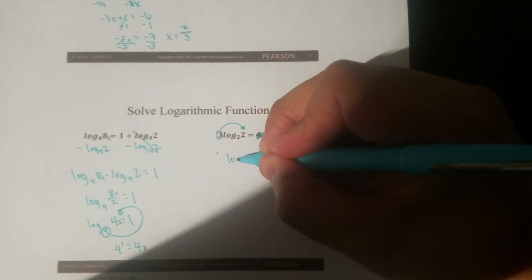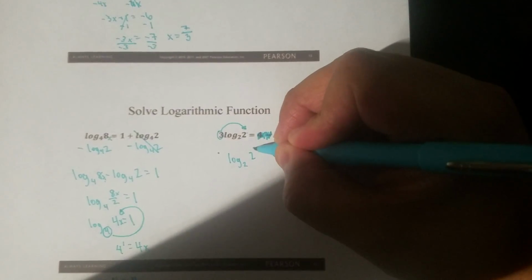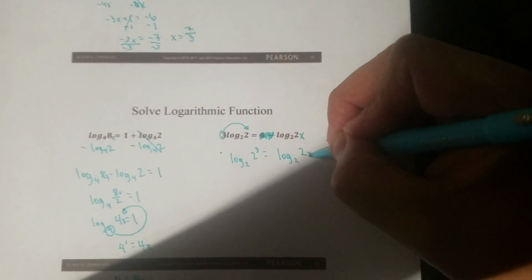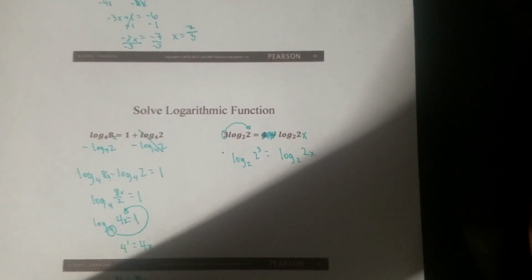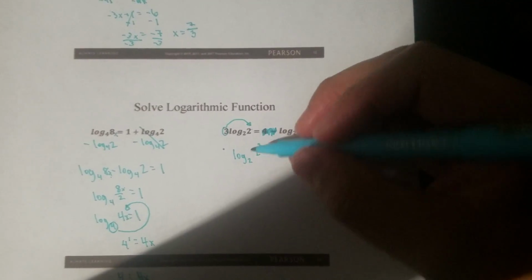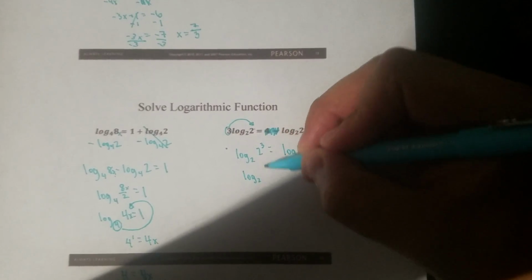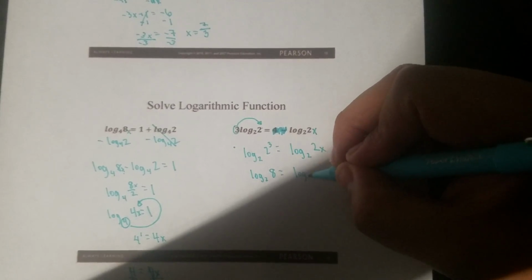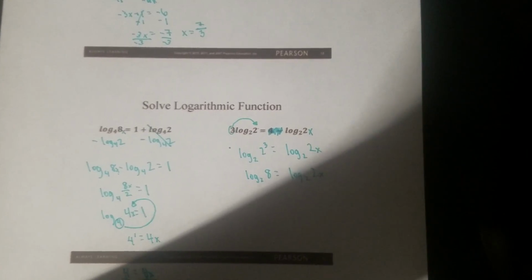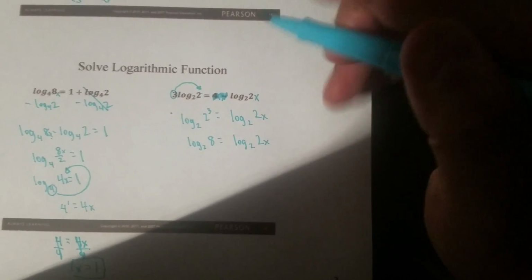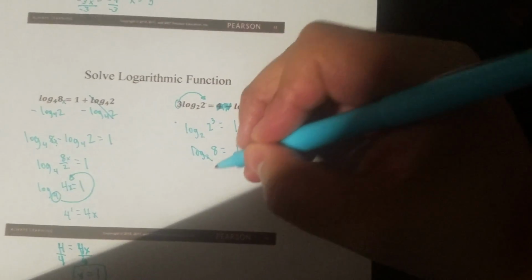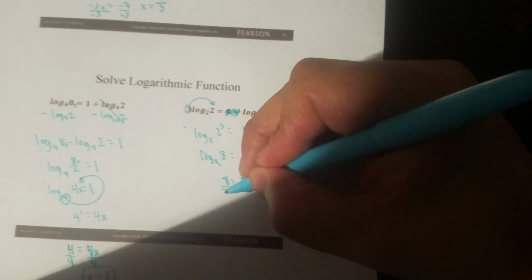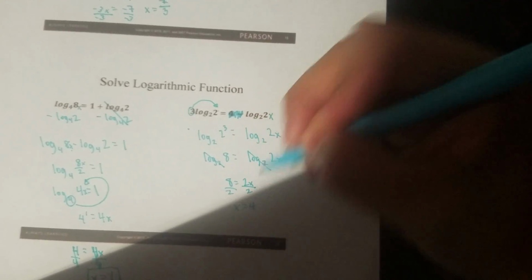So this is log base 2, 2 to the third power equals log base 2, 2x. Okay, so here log base 2, 2 to the third power is 8. Log base 2, 2x. Okay, so now I can get rid of these. 8 is equal to 2x. So I'm going to divide by 2, x is equal to 4.